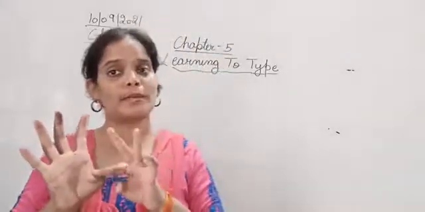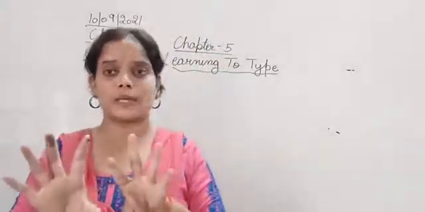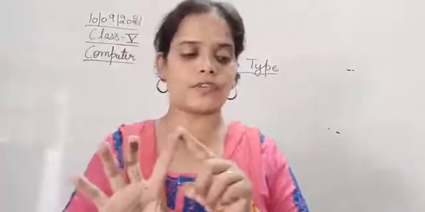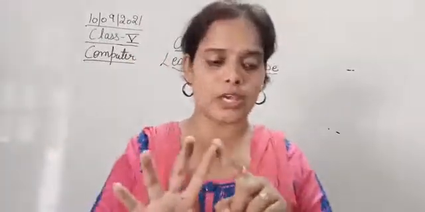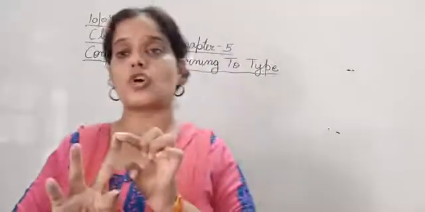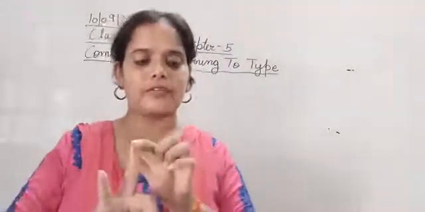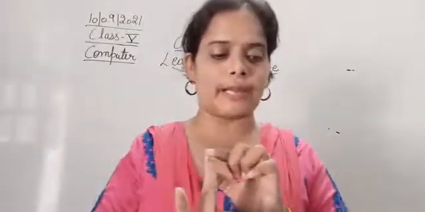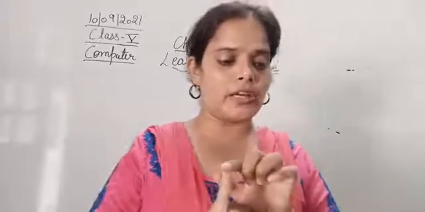तो दोनों के दोनों जो हमारे thumb हैं, they are placed on the space bar. Then the index finger of the right hand will be placed on alphabet J. Middle finger will be placed on the alphabet K, and ring finger will be placed on alphabet L. And your little finger will be on the next key.